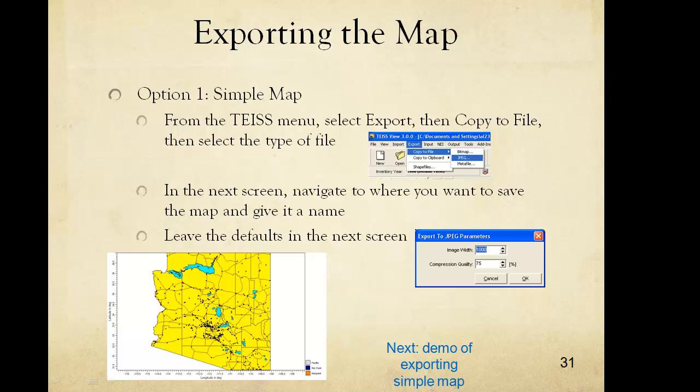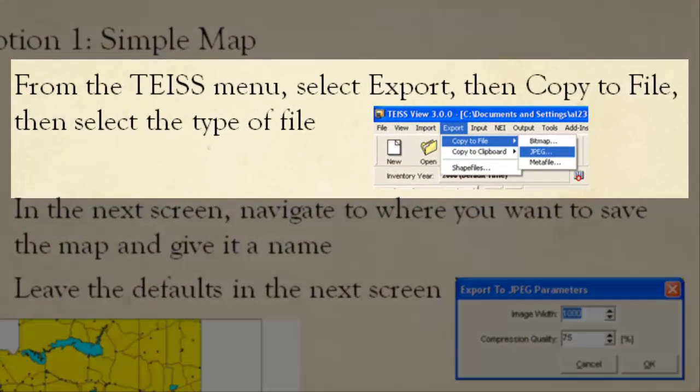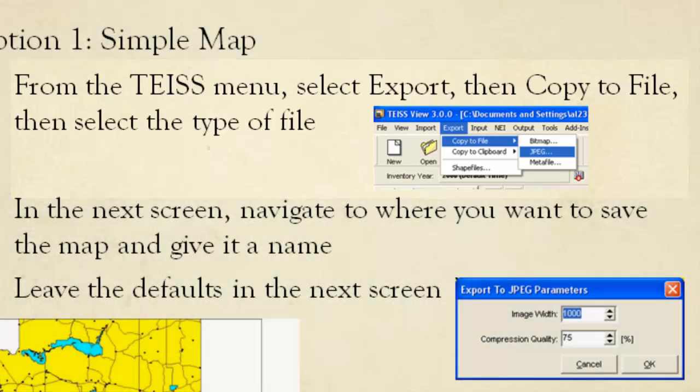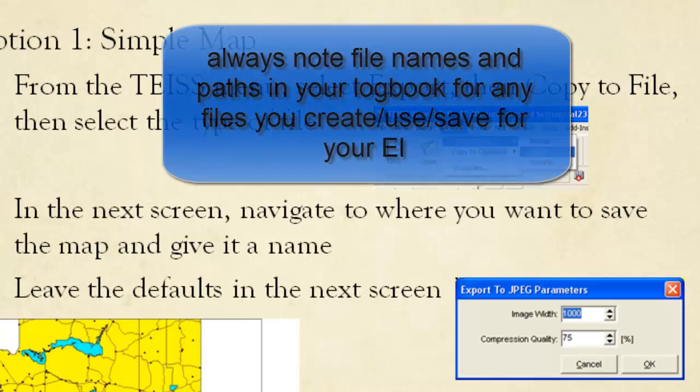So the first option is to export a simple map without any frills. And to do this, from the TEISS menu, select Export, then Copy to File, and select the file type you want to export. And the one I prefer is JPEG. In the next screen that comes up, you navigate to where you want to save the map and give it a descriptive name. And you also want to make sure you log this in your TEISS notebook so you can find it again if you forget.